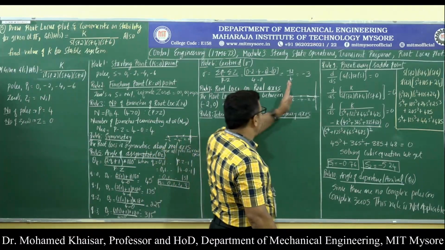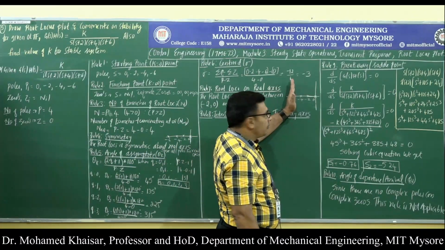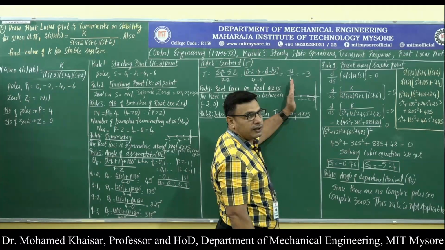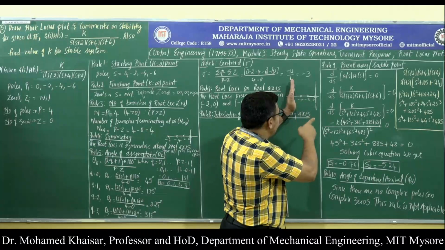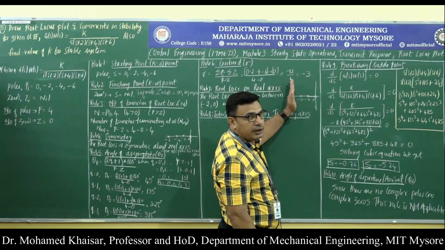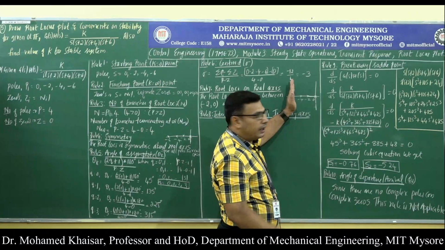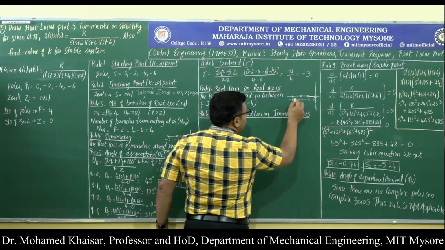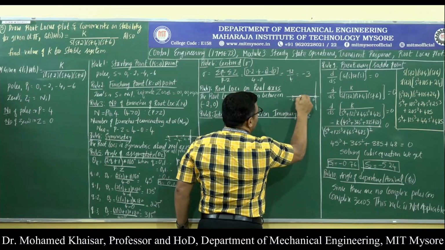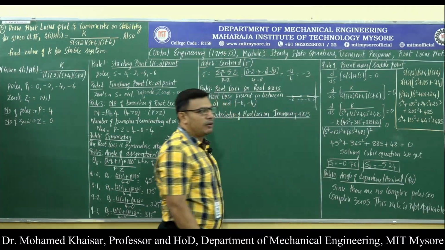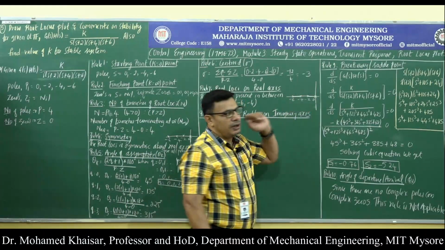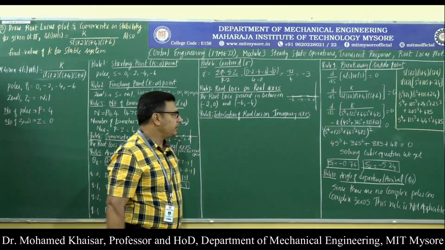Then come to -6. Again the same concept: to the right, you try to count the poles and zeros, you will find that there are 3 poles, one at -4, one at -2 and one at 0. That means the count is going to be odd, and when the count is odd, between -6 and -4, the root locus is present.